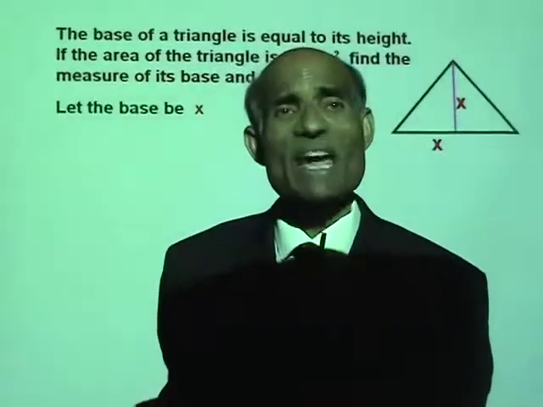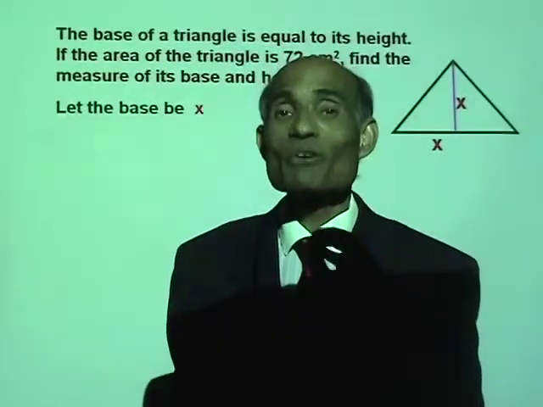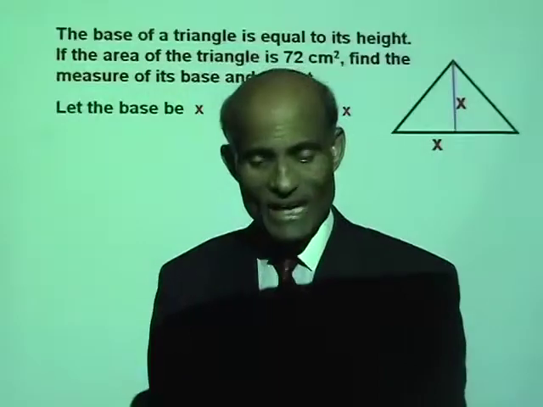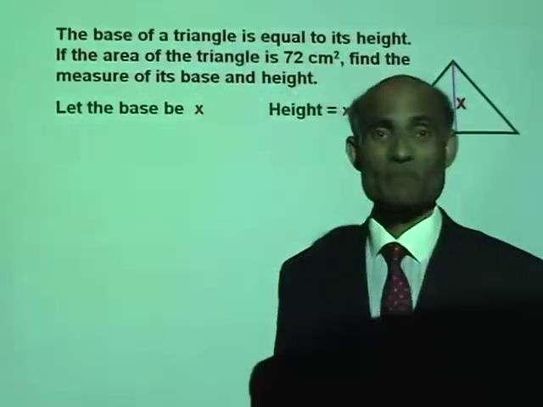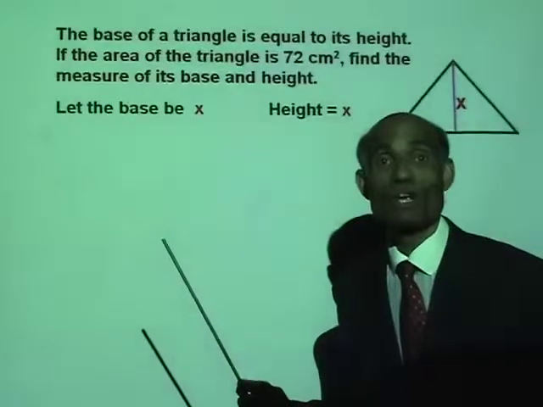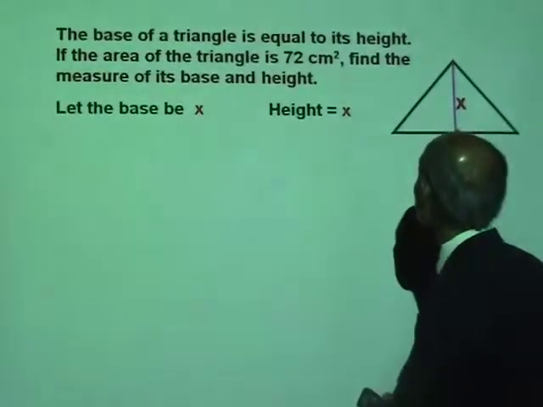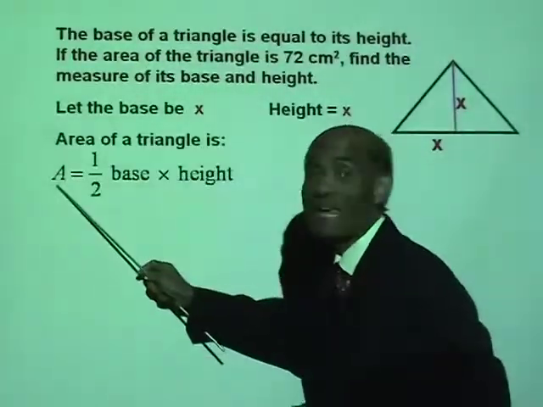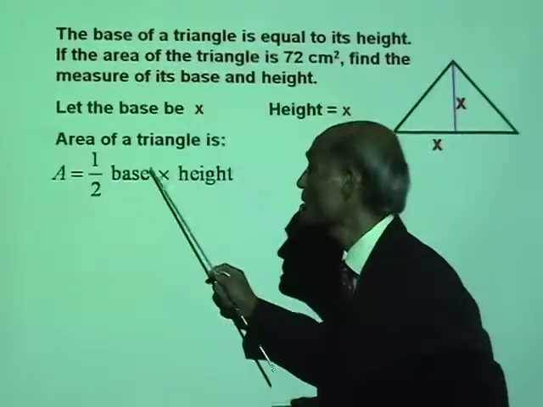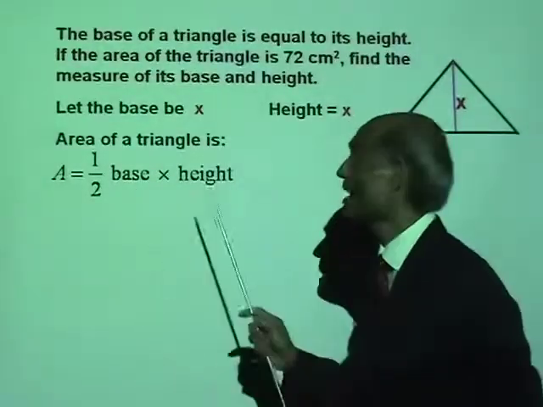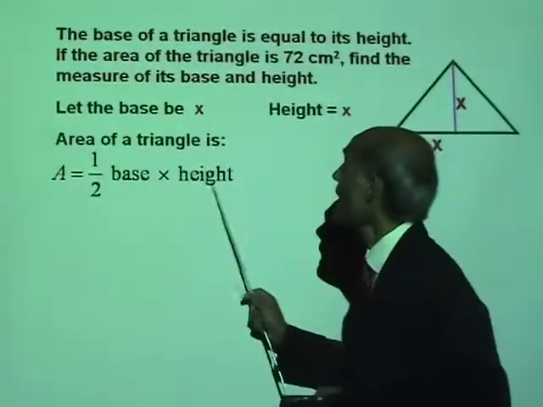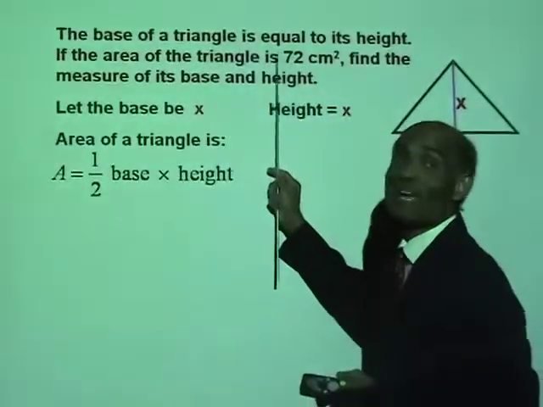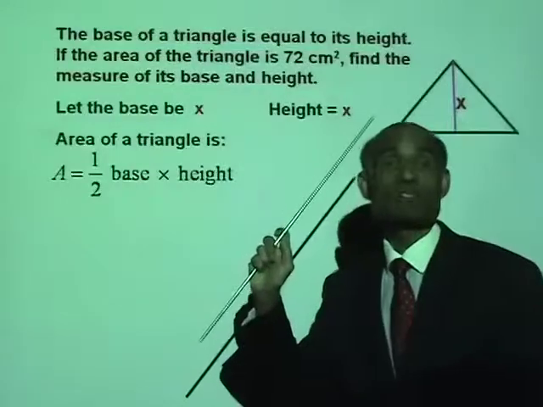Now, some time ago, I gave you the formula for the area of a triangle. Do you remember that formula? What is the formula for area of a triangle? Area of a triangle is 1/2 base multiplied by height. The area of a triangle is A equal to 1/2 base multiplied by height. Now, base is x, height also is x, and the area A is given to us. What is the area? 72 centimeters squared.